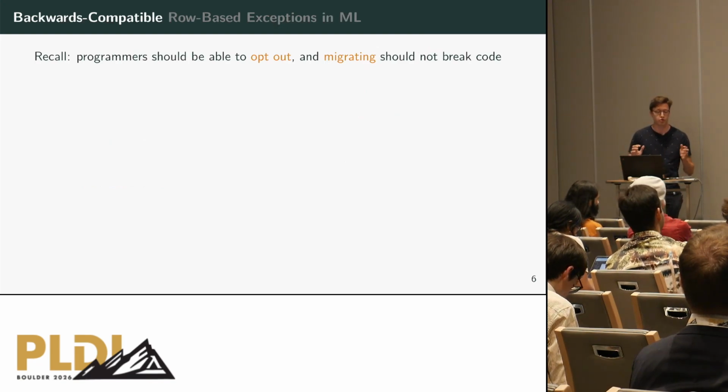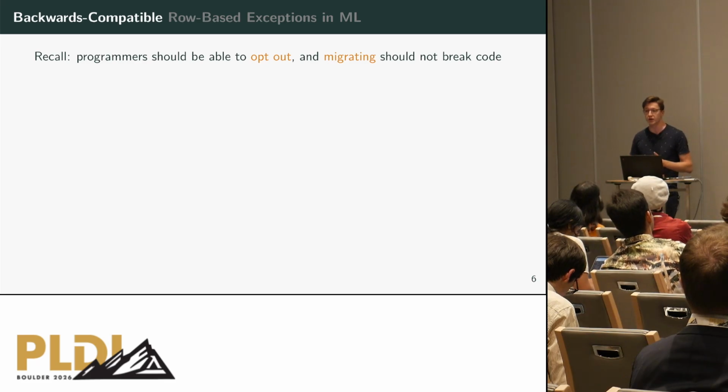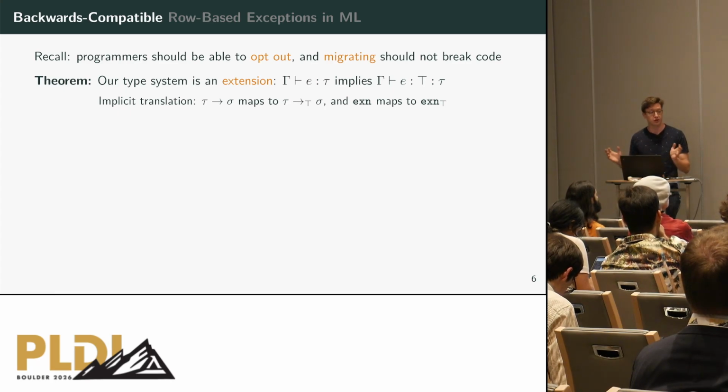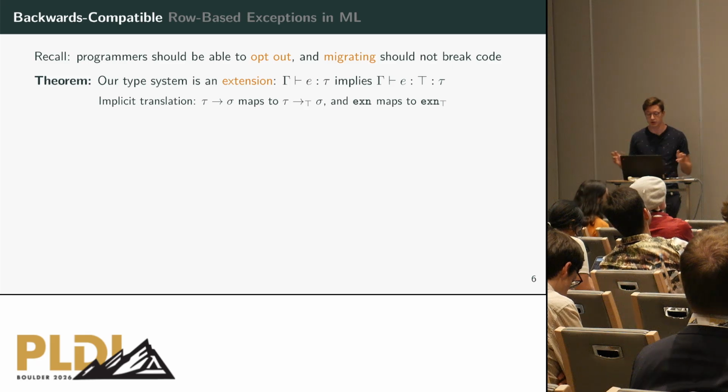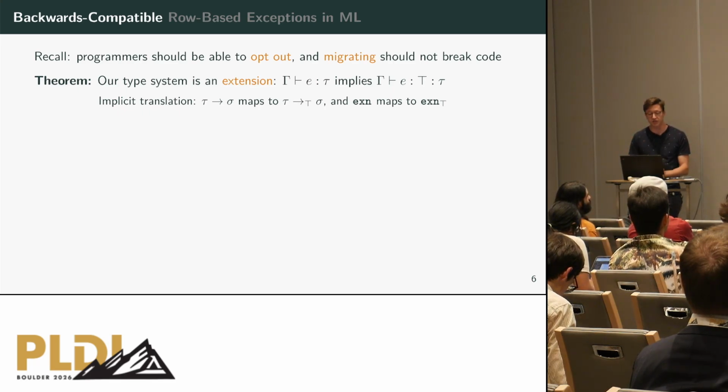So recall we wanted programs to be able to opt out from this exception tracking, and they should be able to migrate their function signatures one at a time. So the first theorem that we've proven is that our type system is an extension of a regular ML-style type system, which does not have this exception tracking. So if you have a typing judgment without any exception tracking, then we can prove that we can also type check this program in our type system with the top row to indicate that we don't know anything about the exceptions that may be raised.